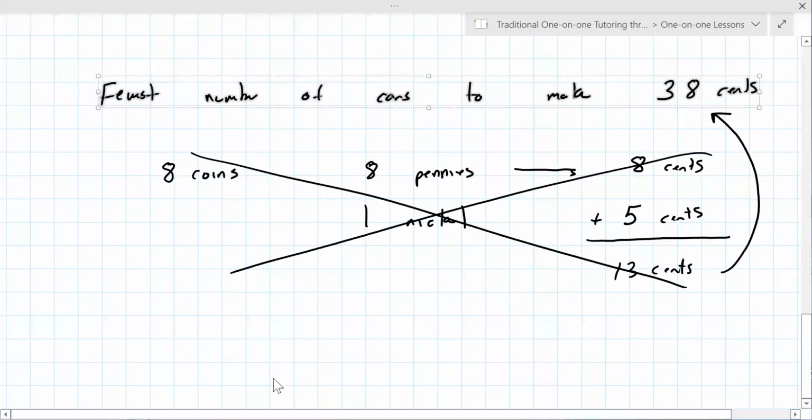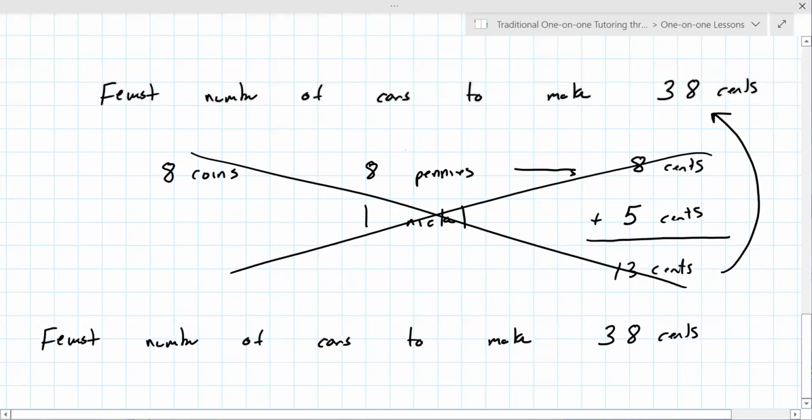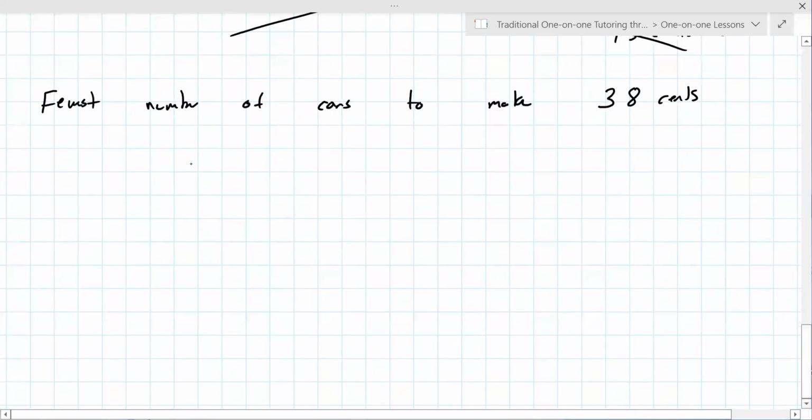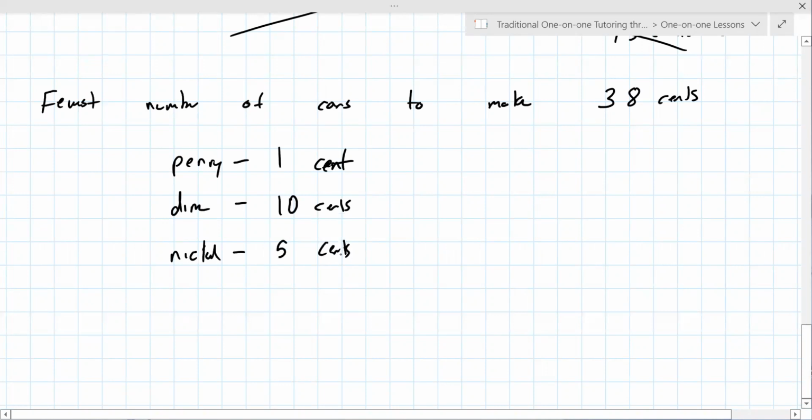So let me grab this here and snip down here. So again, your options are a penny is 1 cent. A dime is 10 cents. A nickel is 5 cents. Put that in the wrong place. Let me switch the order on that. And then a quarter is 25 cents.